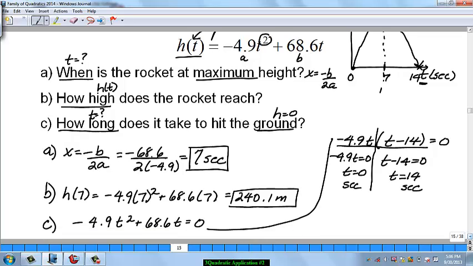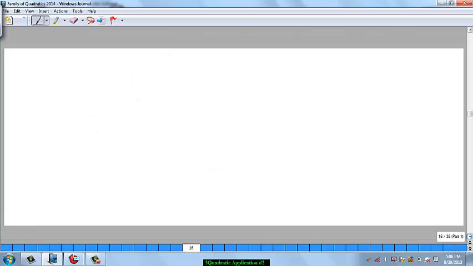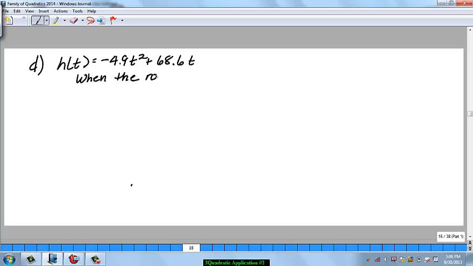Okay? The last thing I'm going to add to this, I'm going to add a D to this. So I know you have a blank slide underneath. We're going to do a D to this problem. And the question is, here's our formula, so we'll have it here. H of t equals negative 4.9 t squared plus 68.6 t. I want to know when the rocket is 200 meters above the ground.